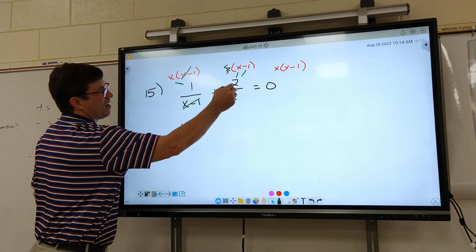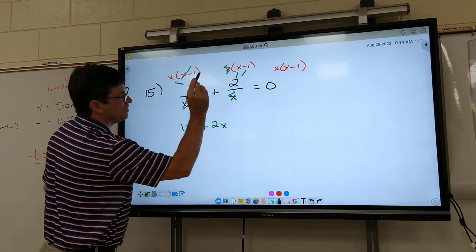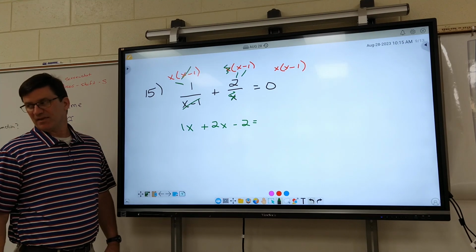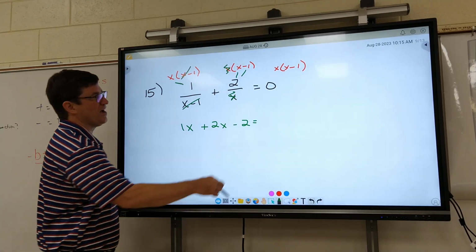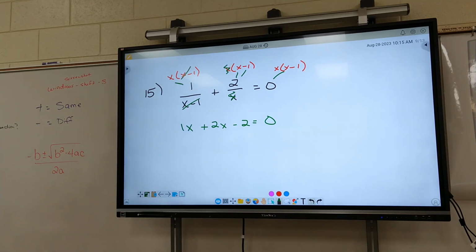So I have to distribute right here. 2 times x is 2x. 2 times negative 1 is minus 2. Now on the right side of the equal sign, if you have a 0 and you have to multiply by 0, that's just going to be 0. Not 1, it's just 0.